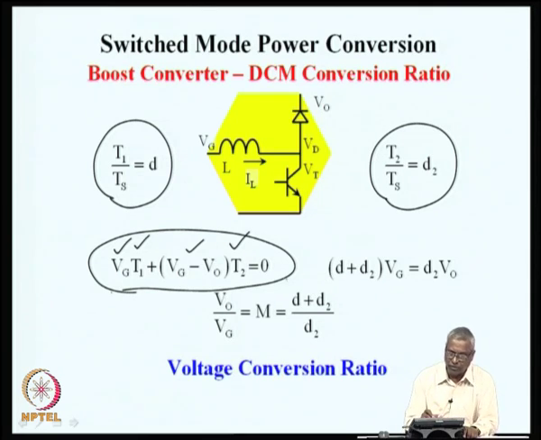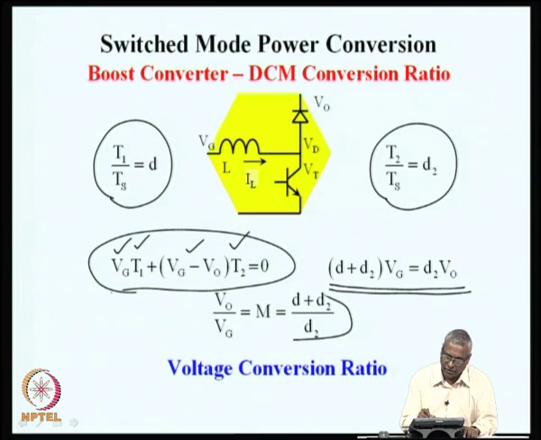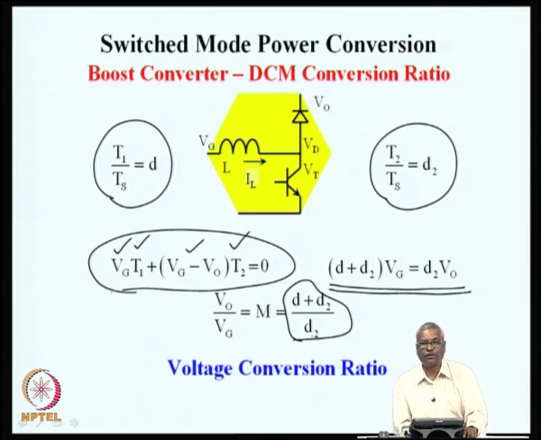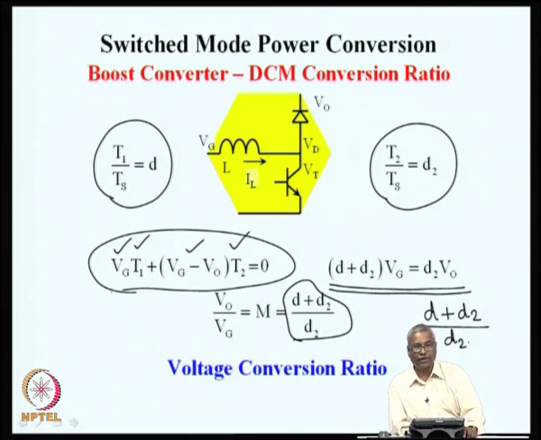If we add up these volt seconds, what you get is Vg into T1 plus Vg minus V naught into T2, and this total has to add up to 0 for steady state. This can be written in terms of duty ratios as D plus D2 times Vg is D2 times V naught, and this results in the conversion ratio, which is D plus D2, the ratio of the active switch on time plus passive switch on time divided by the passive switch on time, D plus D2 divided by D2.